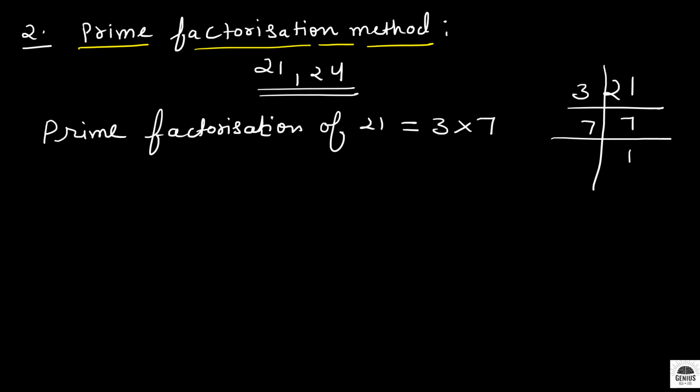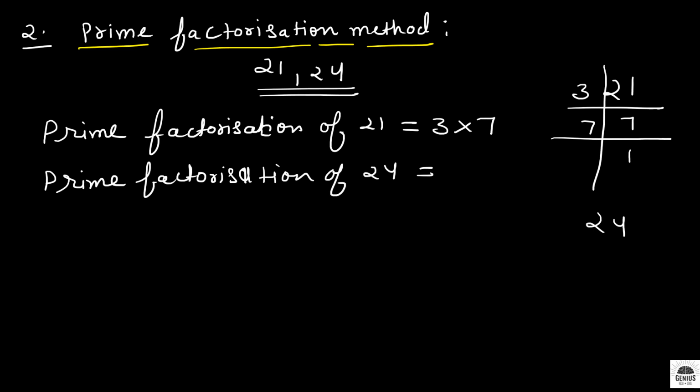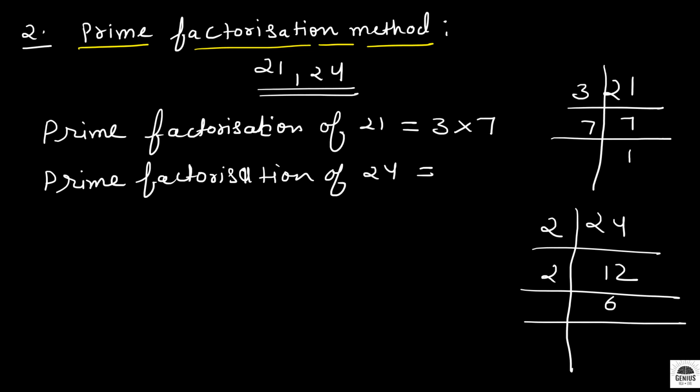Now we will prime factorize 24. Again we start dividing it by the smallest prime factor which can divide this number. This is an even number, so we can start with 2. 2 12s are 24. Now it is again divisible by 2, so 2 6s are 12. Now 2 3s are 6 and 3 1s are 3. So the prime factors of 24 are 2 into 2 into 2 into 3.